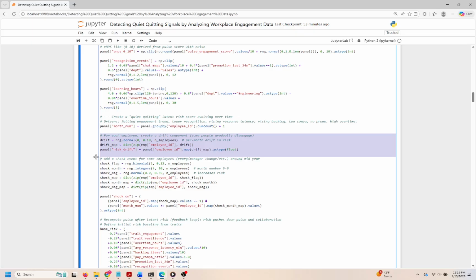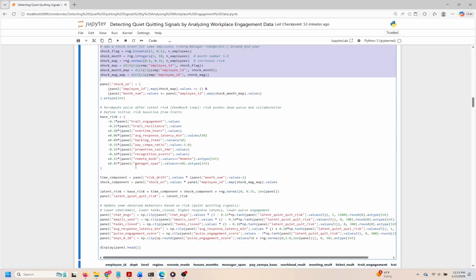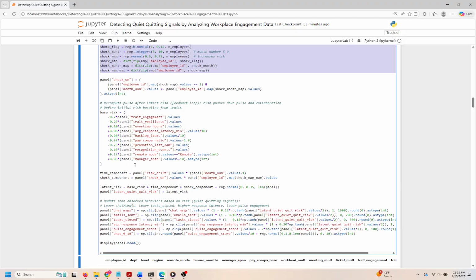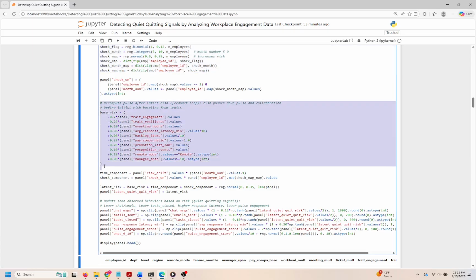Moreover, we incorporate shock events, simulating organizational changes that could further impact engagement. Each employee is assessed for potential shocks around mid-year, adding a layer of complexity to the analysis. This informs how we recompute the engagement pulse, recognizing that as latent risk increases, scores will likely decline. Finally, we tweak observed behaviors to align with the latent risk scores.